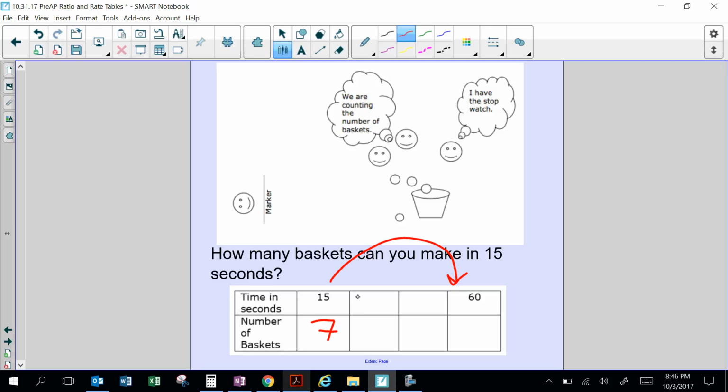You could make a table: 15, 30, 45, 60. 15 to 30 is times 2, so it'll be 14 baskets. So if you're keeping the same rate, how do you turn 15 to 45? That's times 3, so it'll be 21 baskets. And how do you turn 15 to 60? Times 4. That'd be 28 baskets if you kept the same rate.